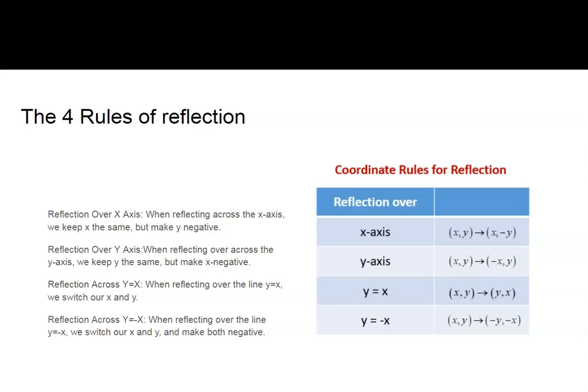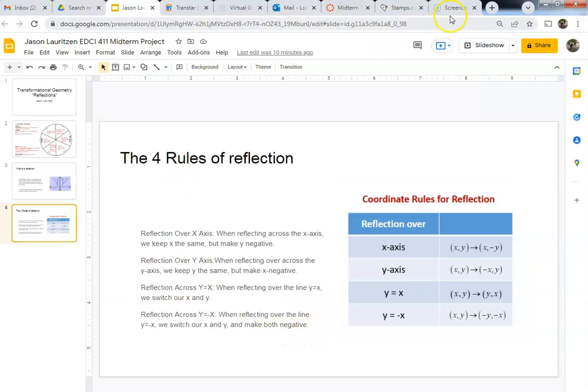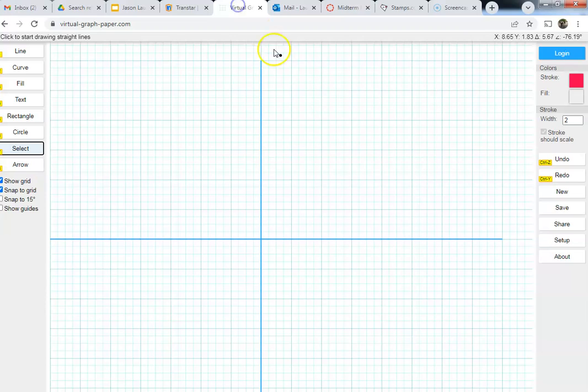And then reflection across y equals negative x. When reflecting over the line y equals negative x, we switch our x and y and make both negative. And we'll also see why that makes sense here in a minute. Okay, so switching screens here a little bit. So we're going to play with these concepts. Okay, we've got this is just an online virtual graph paper. It lets us play a little bit here without being really structured, but we'll walk it through.